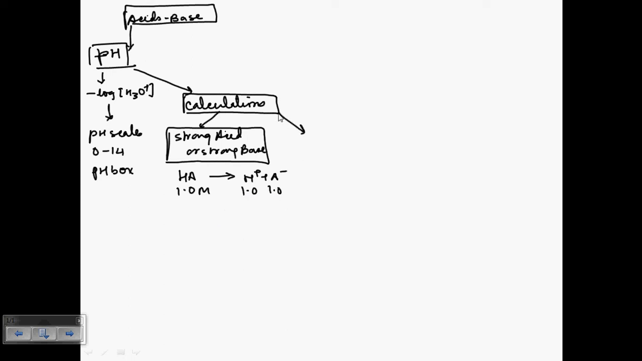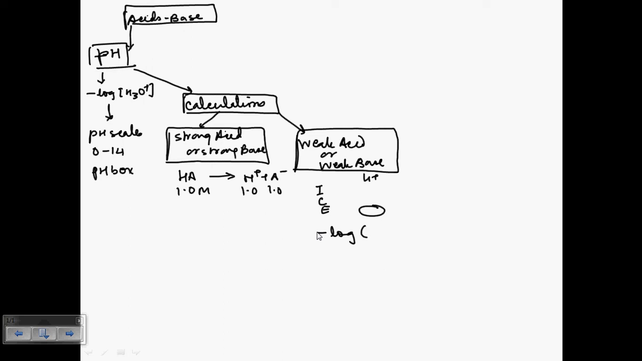However, if you have a weak acid or a weak base, you cannot make the assumption that 1 molarity of a weak acid will give you 1 molarity of H plus. That is why you need to use an ICE chart to figure out the molarity of H plus at equilibrium, and then you do negative log of x, and that gives you pH for weak acids, and negative log of x will give you pOH for weak bases.